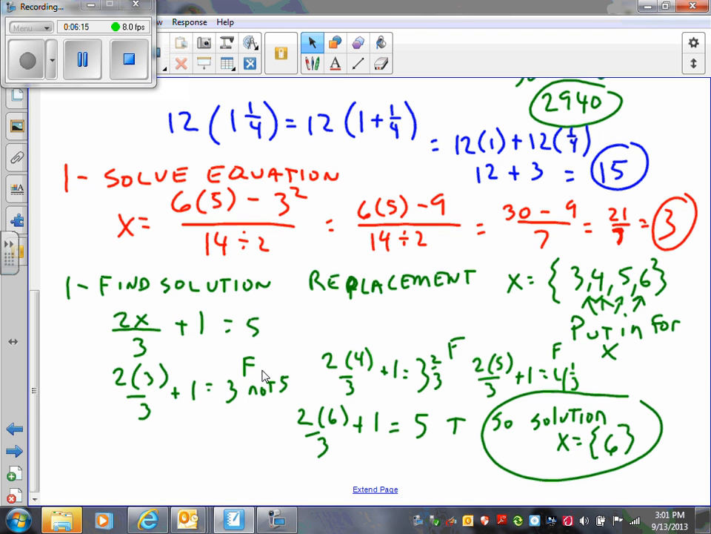not 5, that's false. 2 times 4 is 8, divided by 3 is 2 2/3, plus 1 is 3 2/3, that's false. 2 times 5 is 10, divided by 3 is 3 1/3, plus 1 is 4 1/3, still false. 2 times 6 is 12, divided by 3 is 4, plus 1 is 5. That's true. So our solution is the number we put in to make the equation true. It is 6, x equals 6. Notice it's in the set notation.